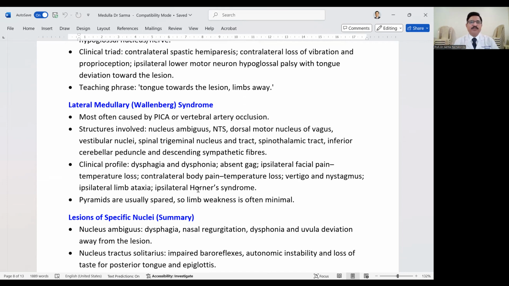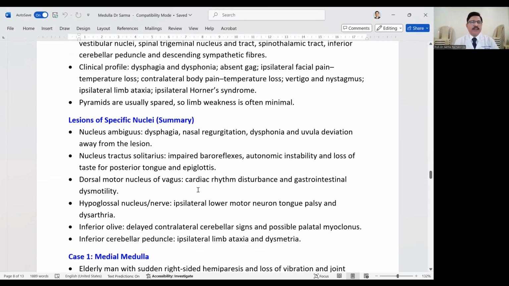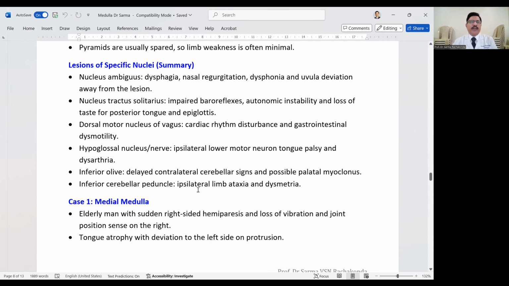Definitely you must know. Now, lesions of the specific nuclei. Which nucleus produces what? That also I am listing here for you. Nucleus ambiguus is the motor nerve of the pharynx and larynx: dysphagia, nasal regurgitation, dysphonia. The uvula is deviated to what side? Away from the lesion, just like facial paralysis.